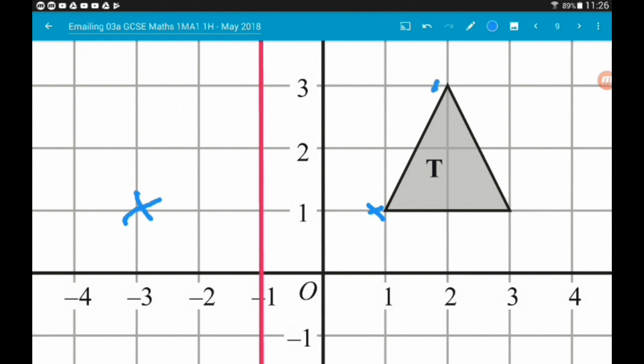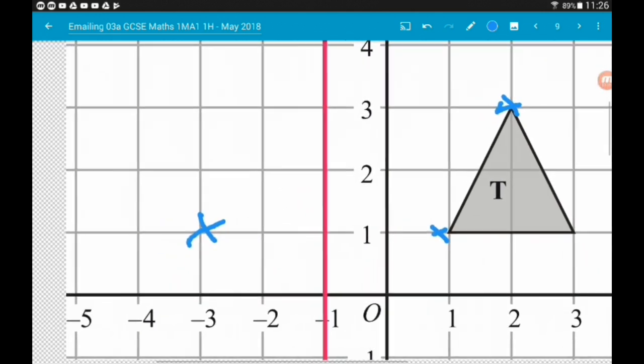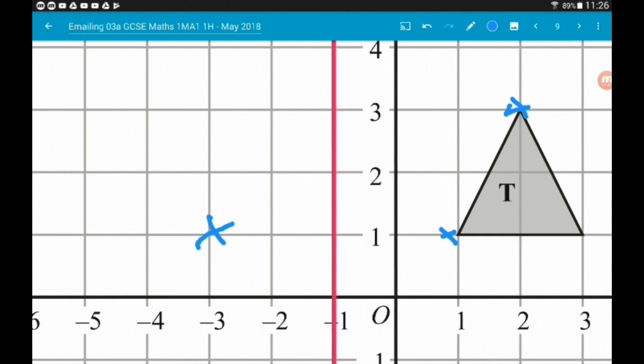The tip of the triangle is 3 places to the right, so it's going to reflect to 3 places to the left. And then this final point is 4 places to the right, so it's going to reflect 4 places on the left. So use a ruler on the real thing. And there is our shape R.